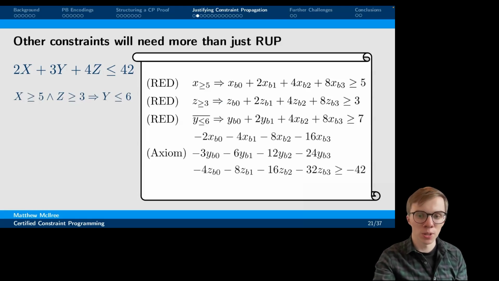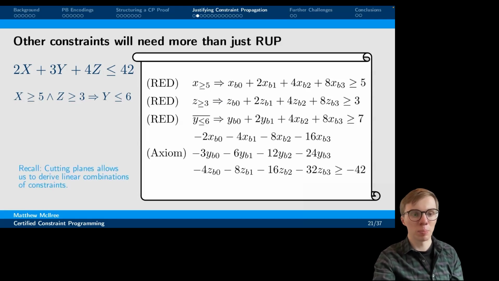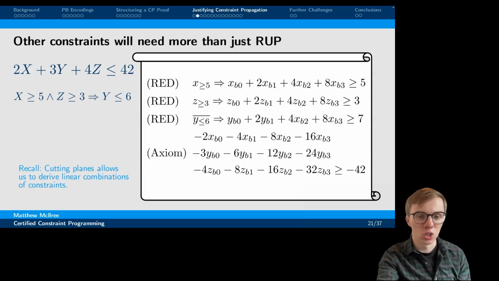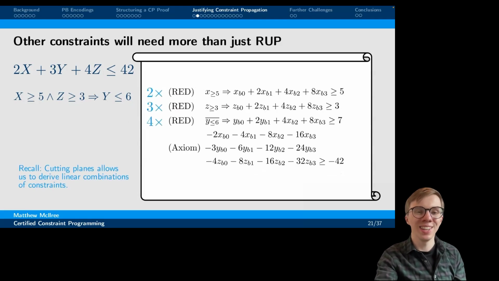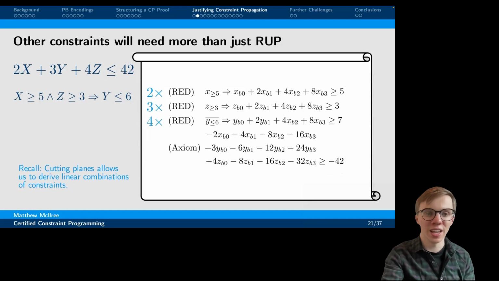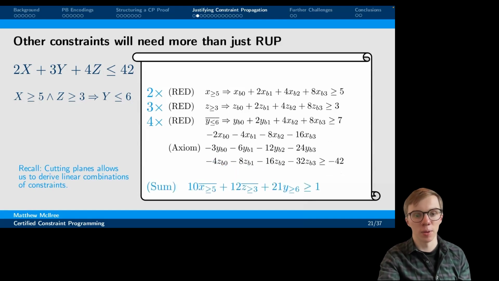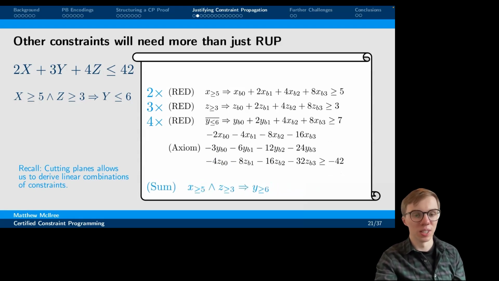So what's really nice about this is we can now just do cutting planes. Cutting planes allows us to derive linear combinations of constraints, as we've seen. So we specifically multiply each of the CP literal definitions by their corresponding coefficient in the linear and just add them all up. And we can see exactly why this is all going to cancel out with the definition of the less equal constraint. And this is just a sum, and this gives us exactly what we want.